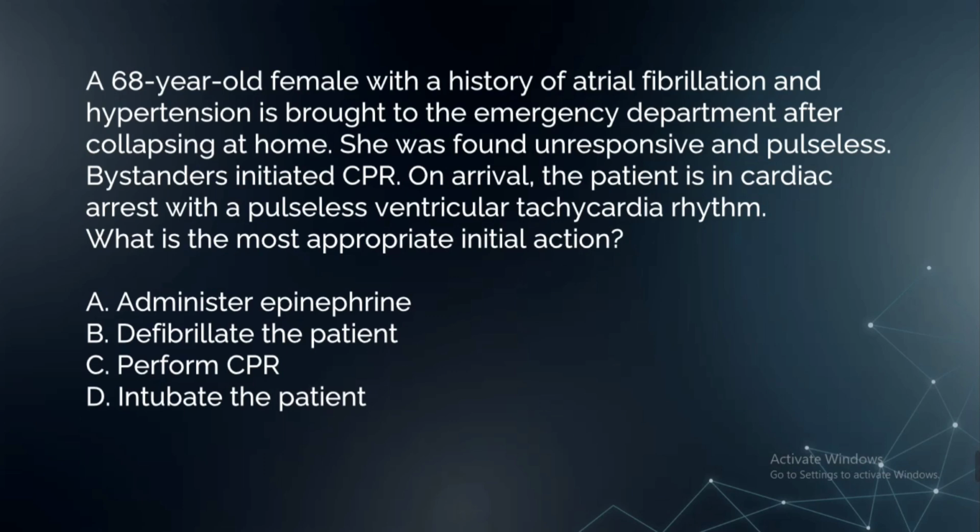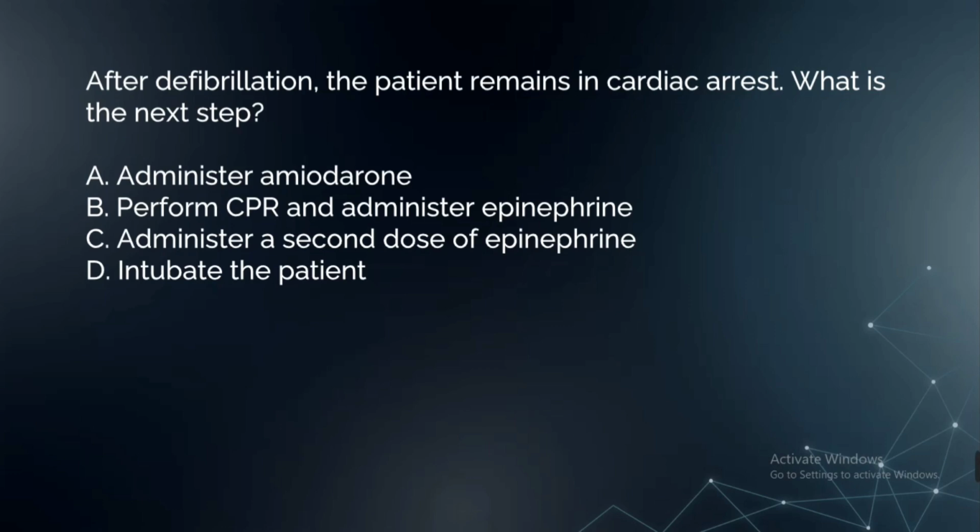So similarly, the correct answer is defibrillate the patient. Why? Because it is a ventricular tachycardia, it is a shockable rhythm. As soon as you get to know that it is a shockable rhythm, you go for defibrillation. So the scenario keeps continuing that after defibrillation, the patient remains in cardiac arrest. What is the next step?